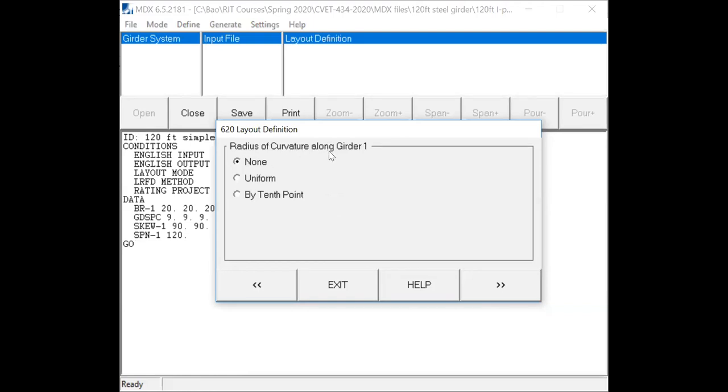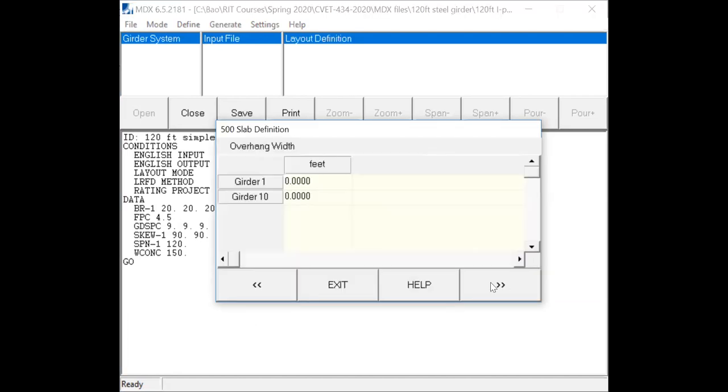Go to next. Okay, radius of curvatures along girder 1. This is a straight bridge, so no curvatures, just none. And concrete strength for the deck is 4.5. Concrete unit weight, I put 150, and this is for the dead load calculation. And overhang width, girder 1, 3 feet. Girder 10 is 3 feet.